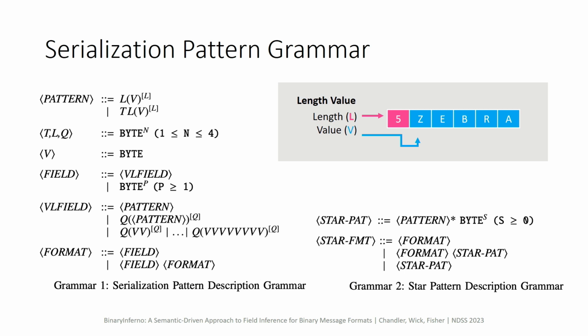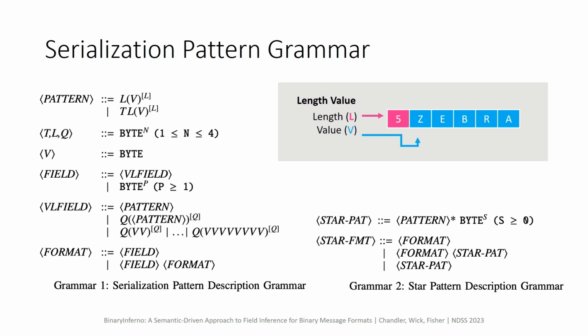For serialization patterns, we took common serialization patterns that we observed in data. The most common one is probably length-value encoding, where you first send the length of the value, and then you send the bytes that make it up. In this case, you send 5, and then you send the characters for zebra. We created a serialization grammar that covers a whole slew of these patterns.